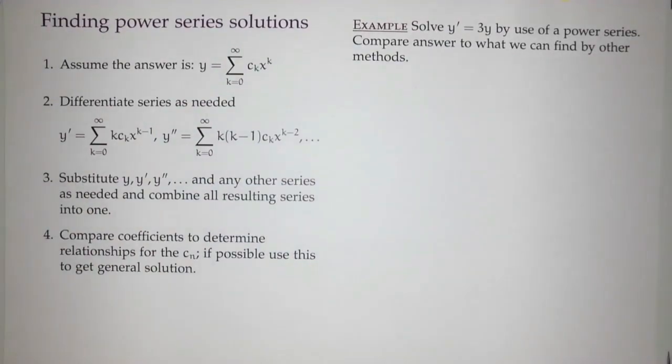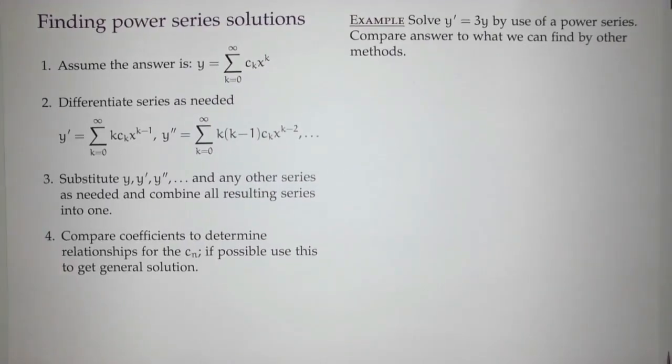If we're after finding power series solutions, let's say our answer is a power series: the sum from k equals 0 to infinity of c sub k x to the k. All right, great. Now, we differentiate as needed. Usually we need the first derivative or the second derivative. You can, of course, keep going. In practice, we'll be satisfied if you get to the second derivative.